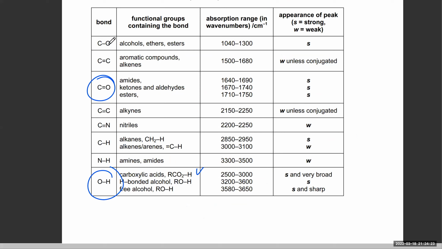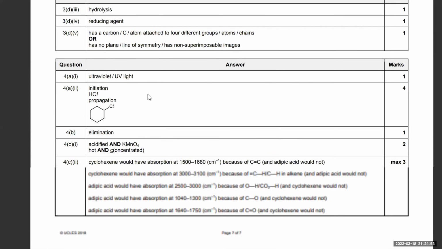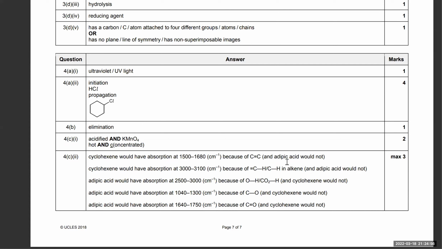Then it has another bond, which is C single bond O. So there's going to be a strong absorption in the 1040 to 1300 range. So you've got a C single bond O as well. So there's going to be a strong absorption in whatever the range was, 1000 to 1300. This cyclohexene is not going to have any of those. So those are your three differences. I'll just check the three differences. So he gave us the OH one, 2500 to 3000. Then he gave us the 1000, the C-O, the C=O bond. So any three. I think we wrote these three.